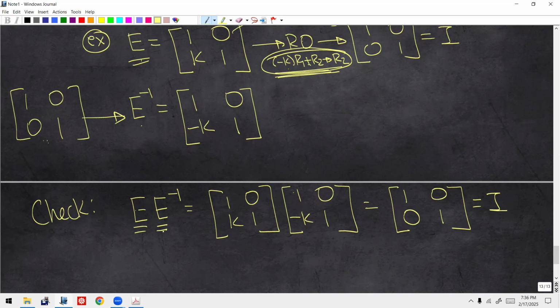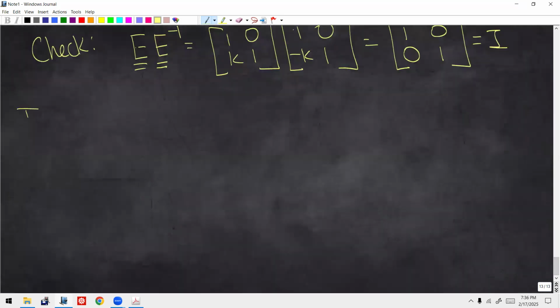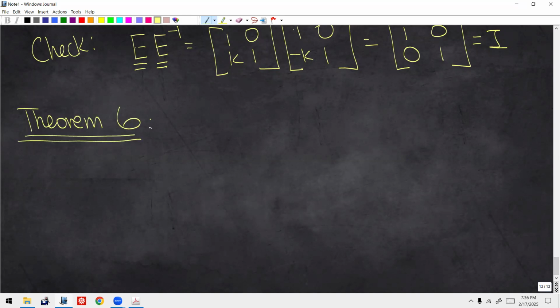All right. The next theorem we're going to talk about is theorem 6. This is a very important theorem. Out of all the ones we've done, this is by far the most important, because so far we know what an inverse is, but we don't know how to find it. So let's take a look at it.